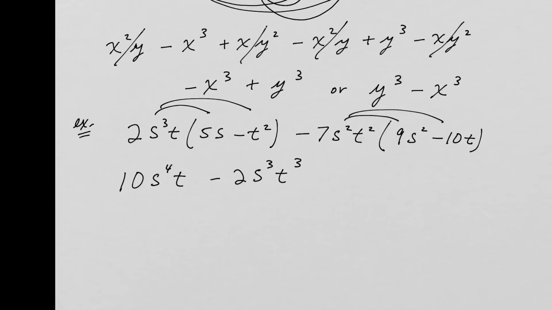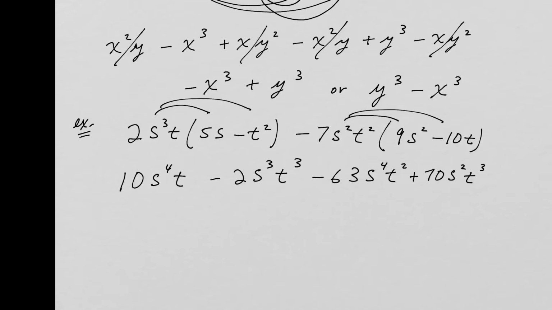Then if I distribute negative 7s squared t squared times 9s squared, well, negative 7 times 9 is negative 63. S squared times s squared is s to the 4th, and I still have a t squared times 1, so t squared. Then finally, negative 7s squared t squared times negative 10t. Well, negative 7 times negative 10 is plus 70 s squared, and then t squared times t is t to the 3rd. Now, in this case, can I combine like terms?